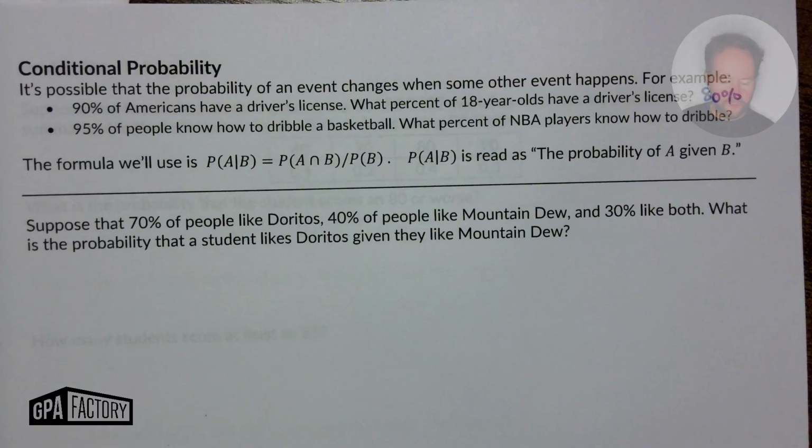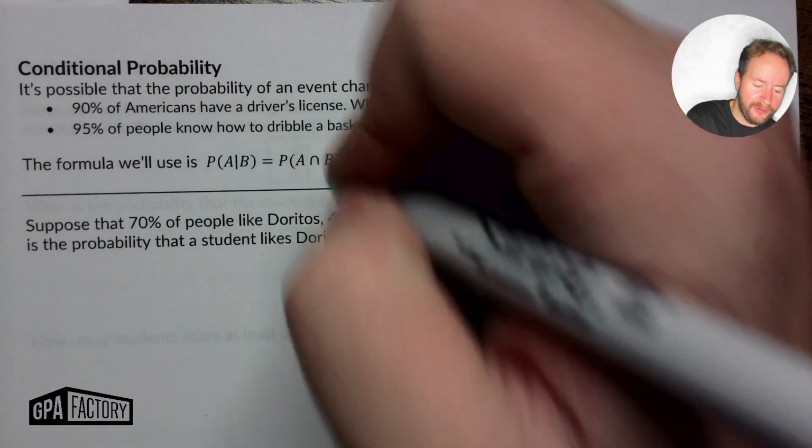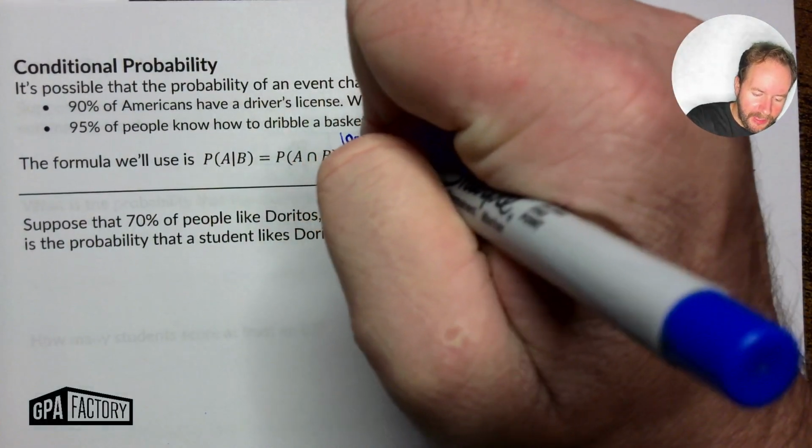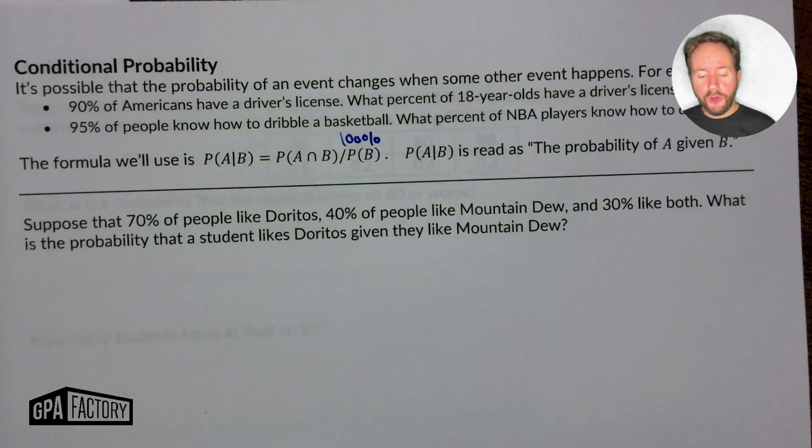Let's do another extreme example. 95% of people know how to dribble a basketball. What percent of NBA players do you think know how to dribble a basketball? If I went up to an NBA player, what's the probability? What are the chances that the NBA player knows how to dribble a basketball? It's 100%. Every basketball player in the NBA knows how to dribble a basketball.